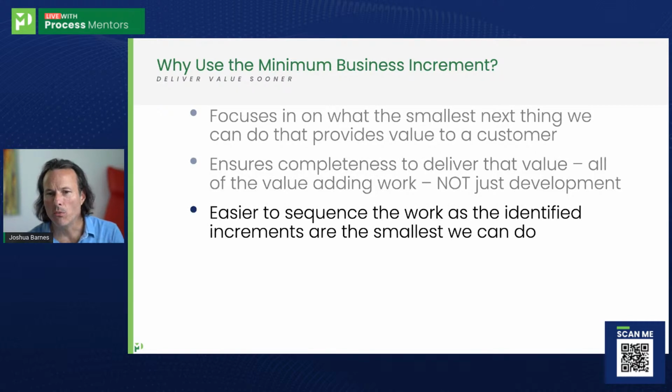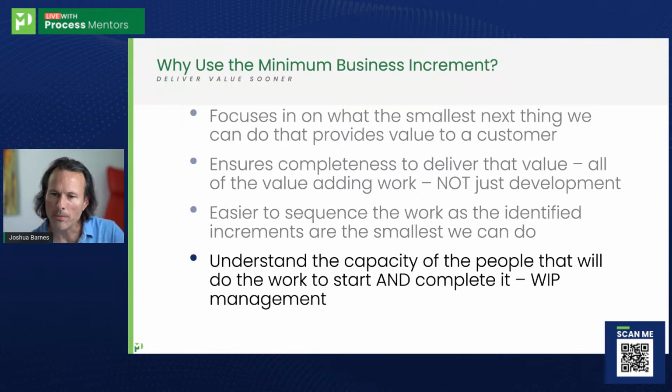It's easier to sequence the work as the identified increments are the smallest we can do. So when we're looking at creating a business backlog, we're in the product management space, we're trying to be able to break down what are the things we need to do to satisfy an initiative. We're able to do that using MBIs, looking across the multiple value streams that potentially are going to need to have some activity they're contributing to.